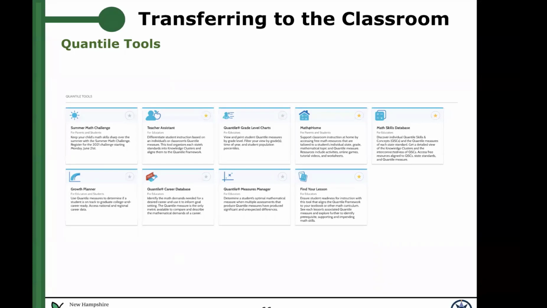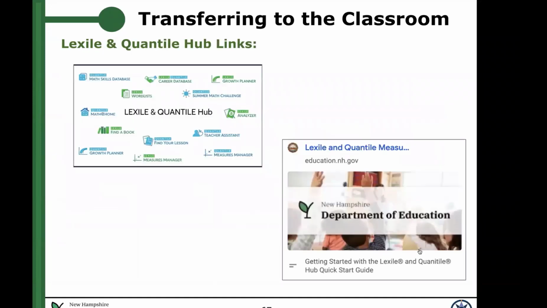And then there are resources at each one of those levels as well. If I'm looking at a specific standard, it will give me resources like specific activities or maybe a video to go along with it. So it's a really great way to take a look at some of your math standards. If you want more information about that, you can hang on just a little bit, but I'm going to keep going. The link to the Lexile Quantile Hub is right here.